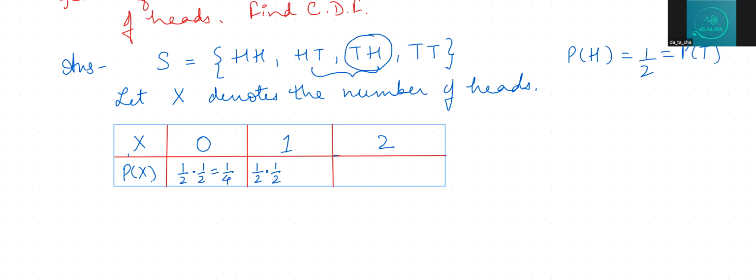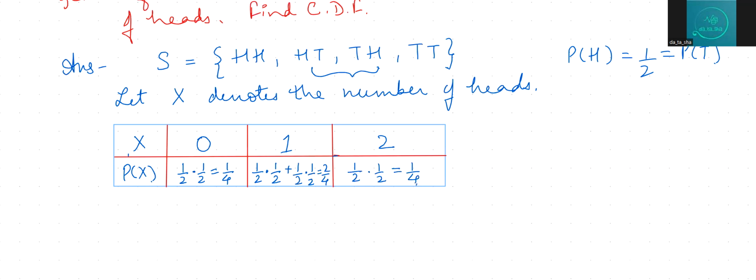So what will happen in this case? The probability of tails into the probability of heads. So that's nothing but 2 upon 4. Then when it is 2 heads, that's obviously the probability of head and the probability of head, that is 1 upon 4. So here you could check that the sum of all the probabilities is equal to 1, and the probabilities are also greater than or equal to 0. So it's certainly a PMF, right?